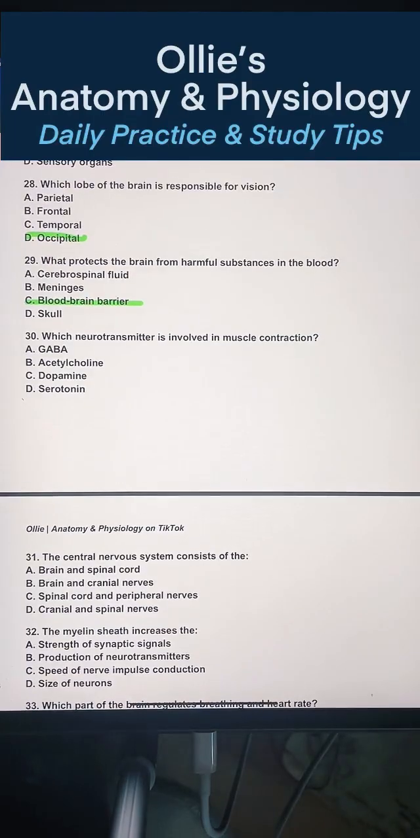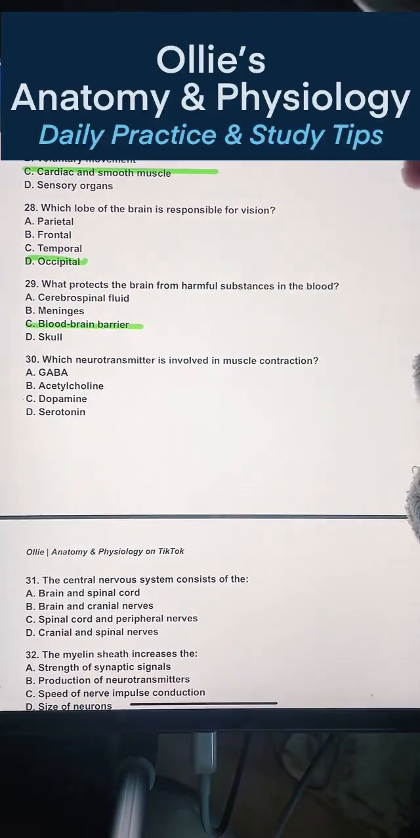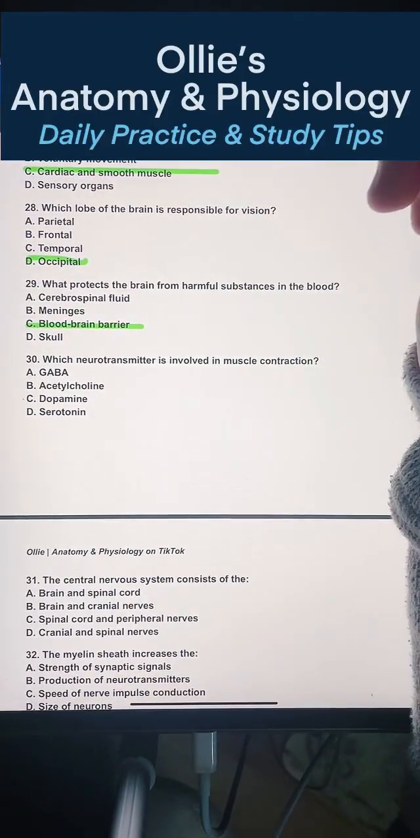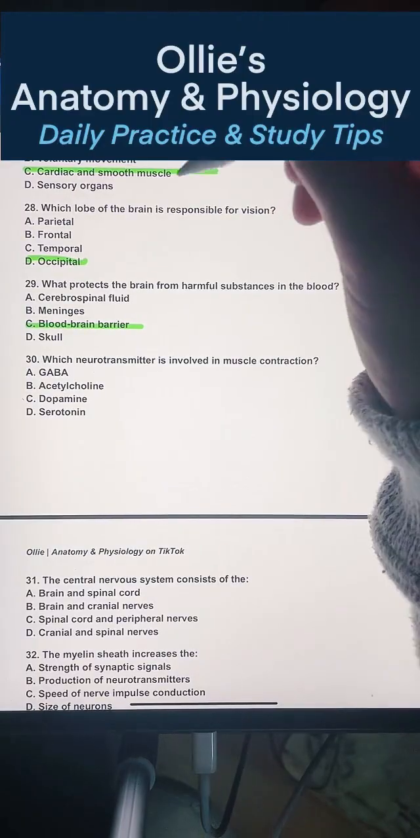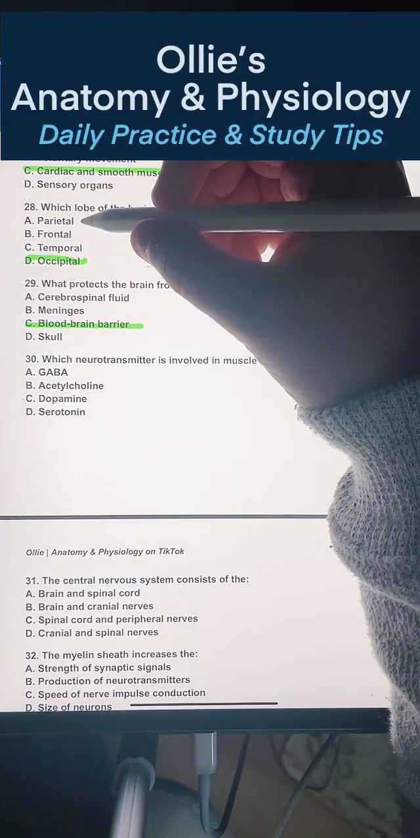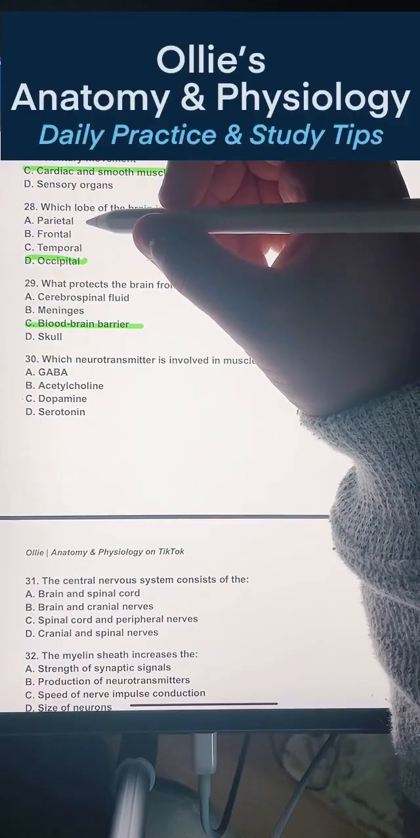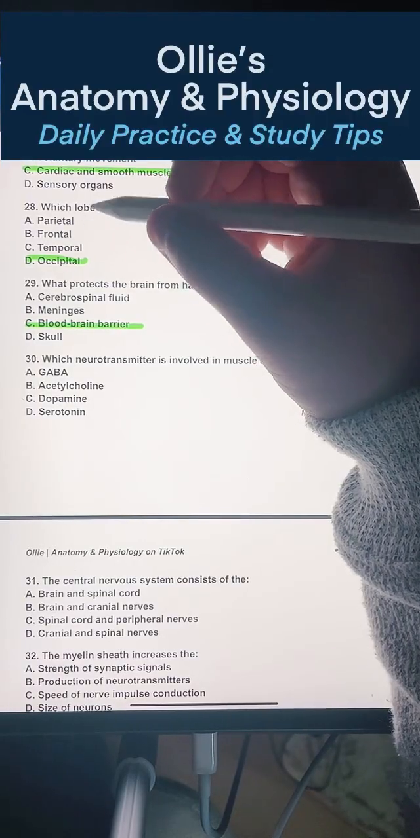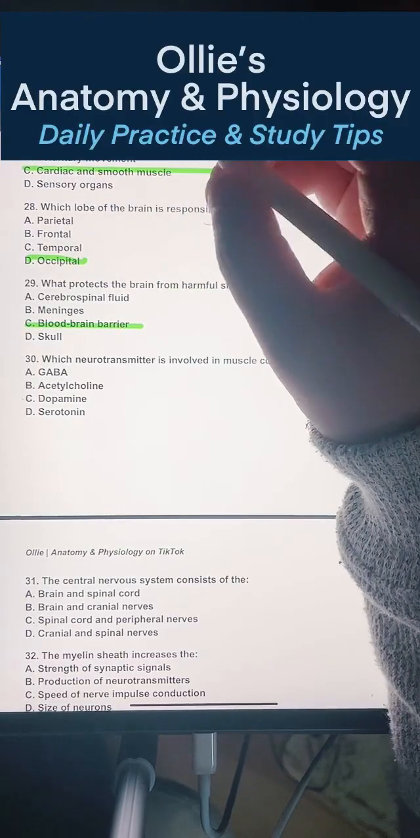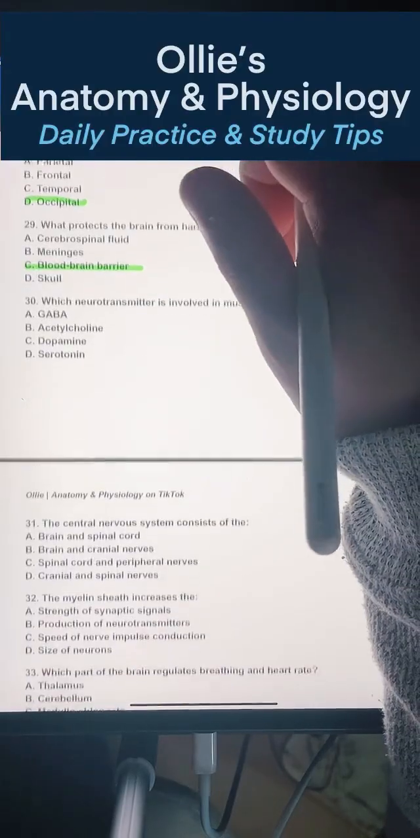Yep, we can go over 28 really quickly again, and then I'll give you the answer. So 28, we're talking about the lobes of the brain and what their responsibilities are. Occipital was the answer to this question for vision. Parietal is for sensory touch information. Frontal will be for decision making. Temporal is like sound and memory.